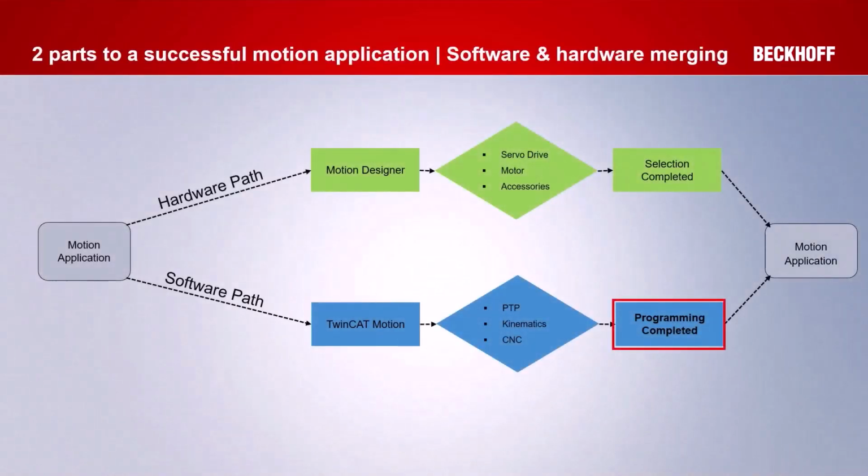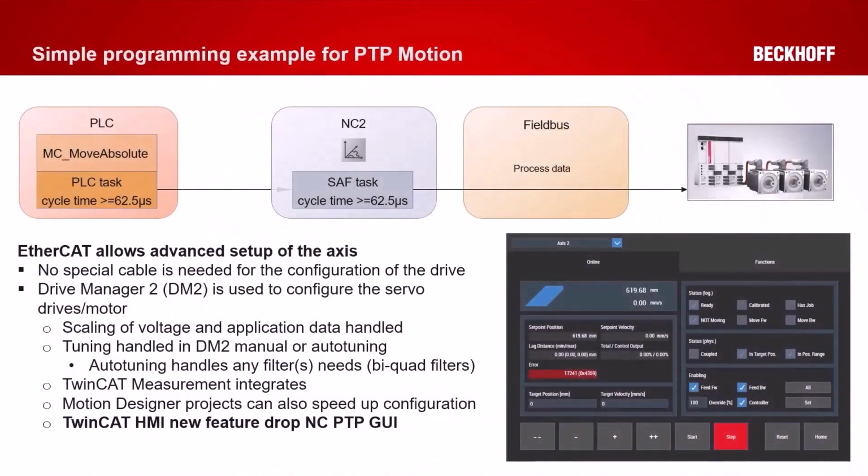And now when the programming is completed, we offer more benefits. So now this is the process that EtherCAT works very, very well. So EtherCAT allows us to just connect in the RJ45 cable to the drives, use our Drive Manager 2 software to configure the Beckhoff servo drives, which sets up the scaling. It configures the speeds for the application based off of the voltage into the drives. It'll help tune the axis, whether you're manually tuning or running auto tuning for it.